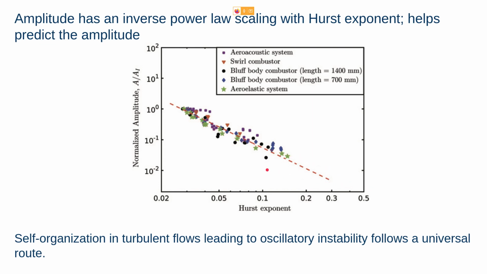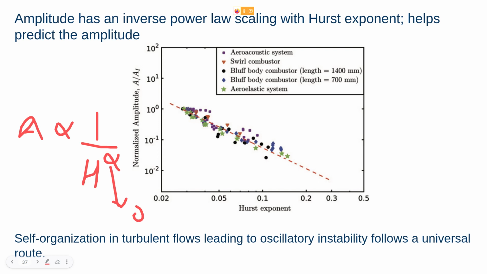fitted line shown here, and it is shown that this amplitude A, I'll try to write it over here, has an inverse square power law relation with the Hurst exponent, so H to the power alpha, and this alpha value is nothing but minus 2, as has been shown by them. So amplitude is proportional to H to the power minus 2, as shown in this particular paper. I have cited this paper before. This universal scaling law has been shown by them, and we see that there is a self-organization in turbulent flows which leads to this kind of oscillatory instabilities, which follows a universal rule.